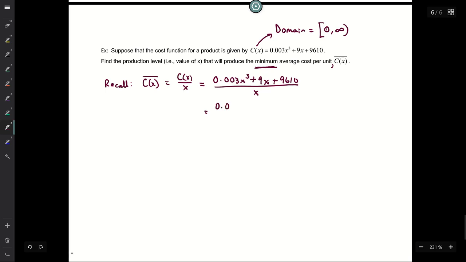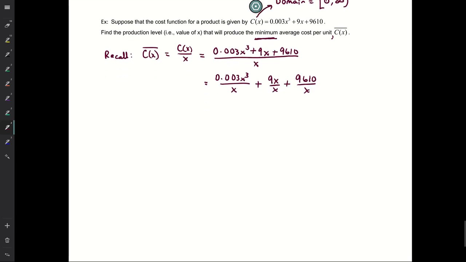So 0.003 x cubed, that term over x. Keep whatever sign is next in the top, so plus, and then 9x over x. And then plus 9610 over x. And the reason I'm doing this is here in a little bit, we're going to want to take a derivative. How do I know that? It's asking me for a minimum. If it asks you for a max or a min, you're going to take the derivative and you're going to perform a first derivative test on it by using a number line and testing. So I'm wanting to make this average cost function as pretty as I can as far as taking a derivative.